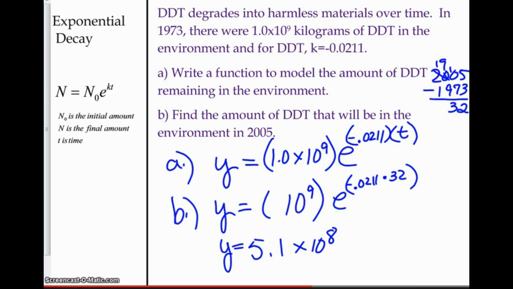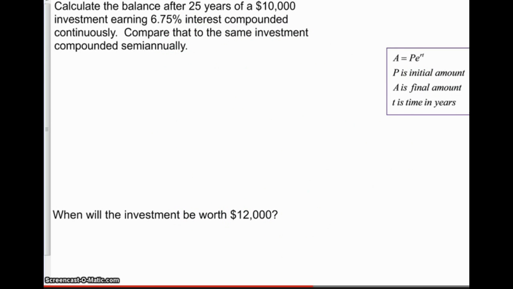All right, so now we're going to say, okay, now we have 25 years. We're going to invest this $10,000. And this investment is earning us 6.75% interest, compounded continuously. And then compare it if it was compounded semi-annually.